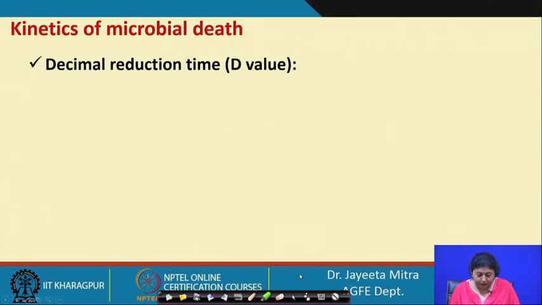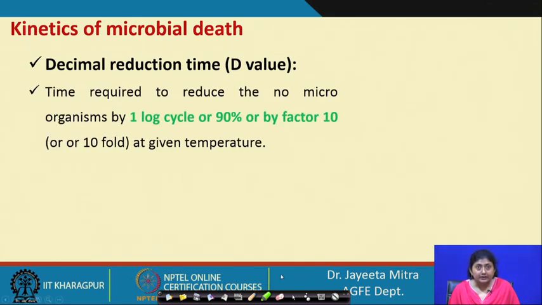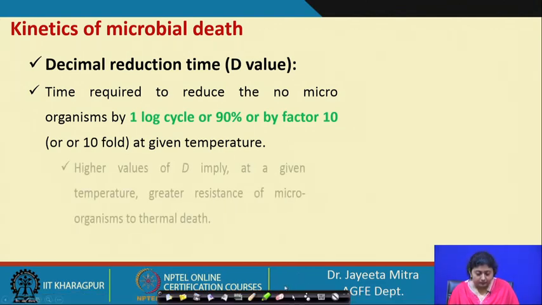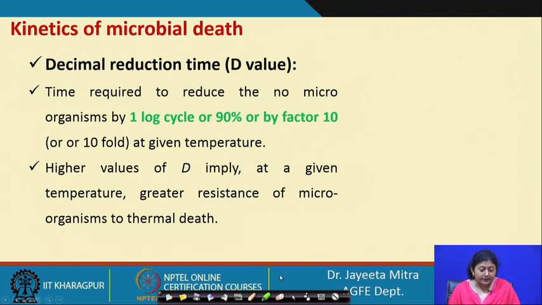Now, we look into an important parameter called the decimal reduction time. In terms of microbial death kinetics, the D value has enormous importance. It is defined as the time required to reduce the number of microorganisms by 1 log cycle, or by 90%, or by a factor of 10, at a given temperature. So, the D value will change if we change the temperature. Higher values of D imply that at a given temperature, the microorganism has higher resistance to thermal death.